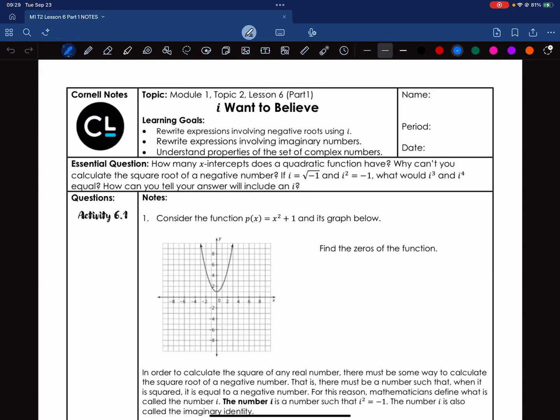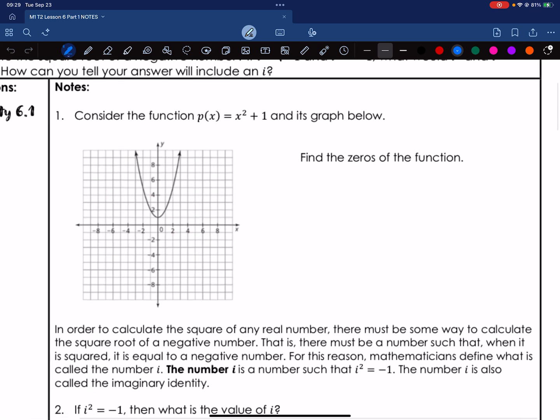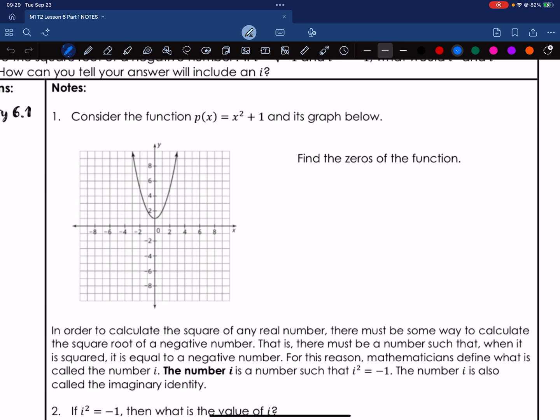So in this video, we're going to talk about Module 1, Topic 2, Lesson 6. This is Part 1. So in this first part, it says, consider the function p of x equal to x squared plus 1 in its graph below. Find the zeros of the function.